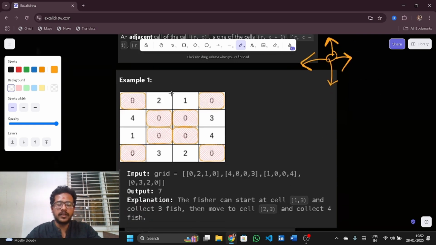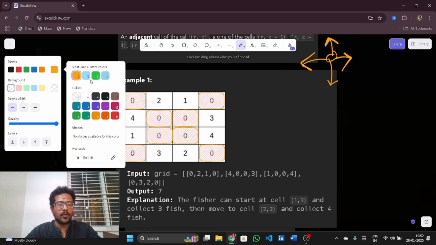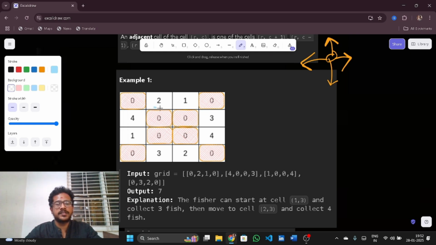Now if you see, I'll be starting with a water cell. So what if I start with this cell? Then I have four choices. Either I can go left, top, right, or bottom. Now, if I go left, then it is a land cell, so I don't visit that. And if I go upside, then it is out of bounds.